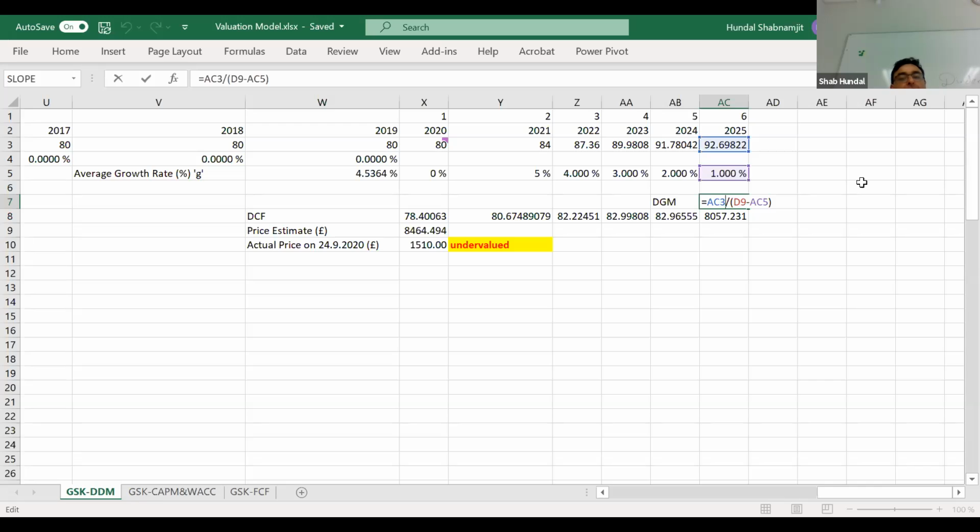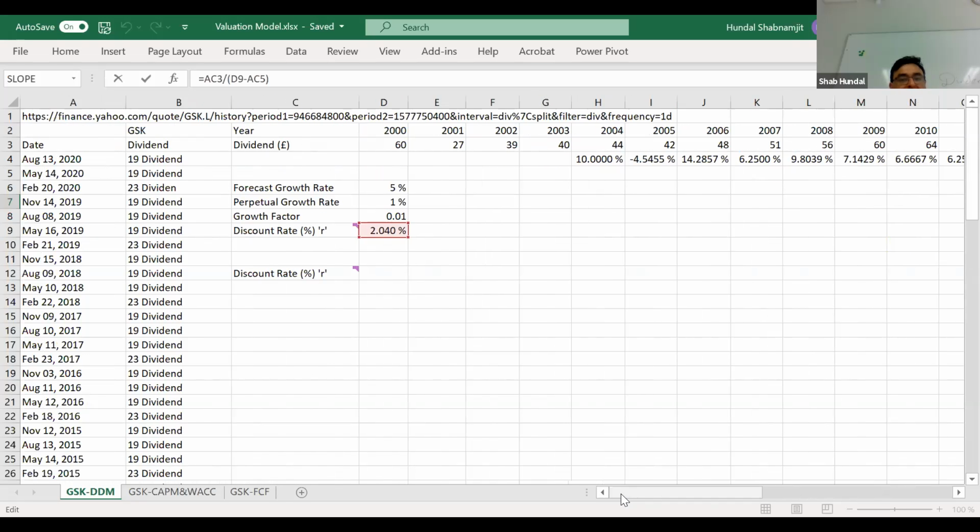And what do you divide with? You divide by D9. Now, what is D9? Well, D9 is the discount rate, 2.040. The question is, where does this 2.040 come from? Can you do one thing? Please remember this figure 2.040. I don't want to shuttle between different spreadsheets to confuse you. We are yet to find out where this 2.04 comes from. But remember 2.040. This is the discount rate.